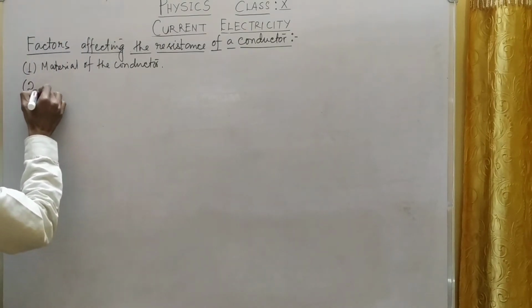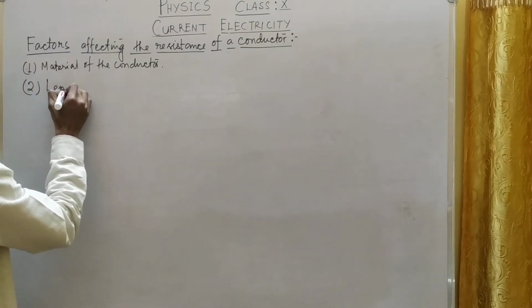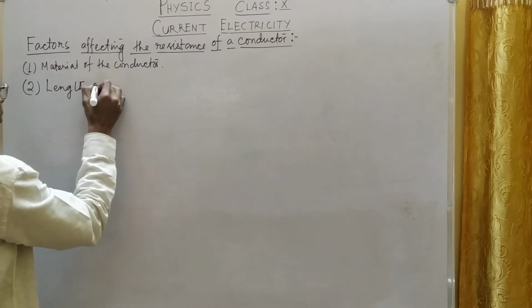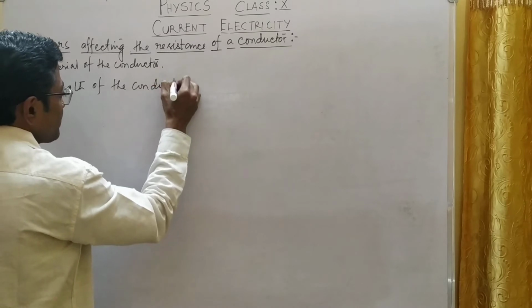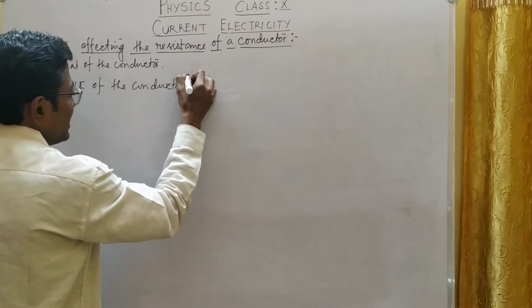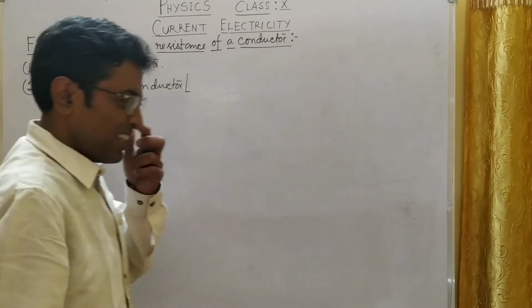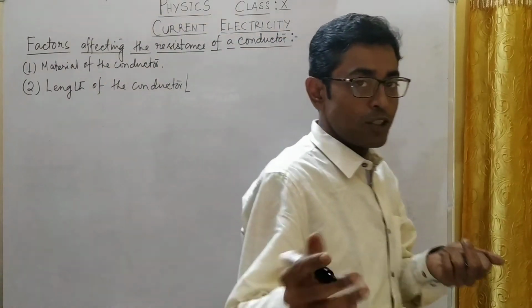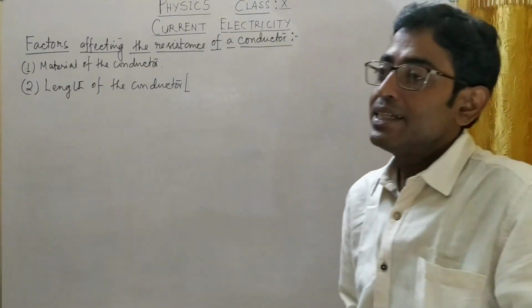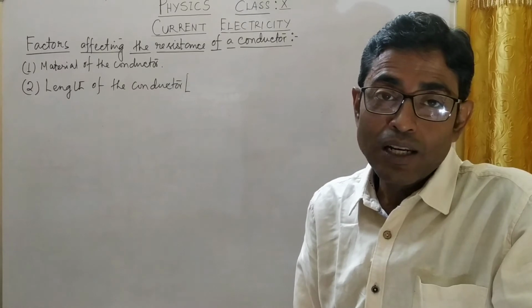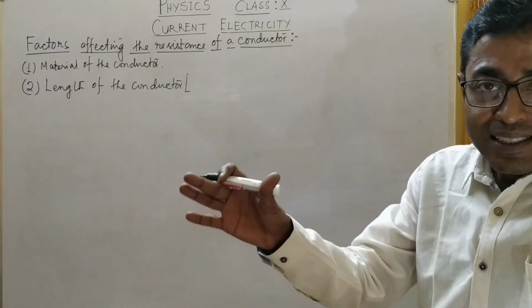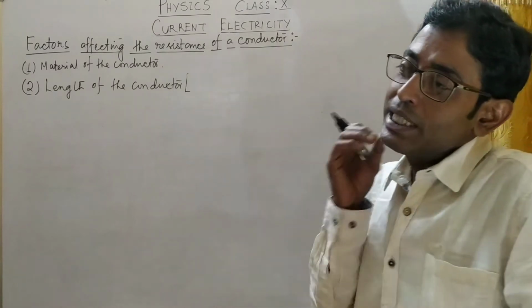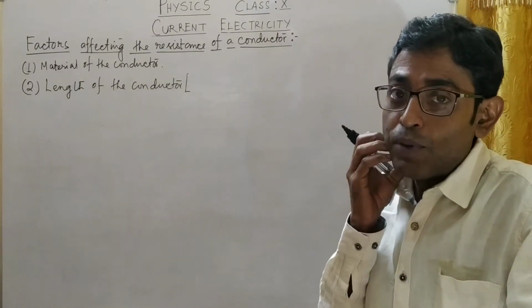Number 2 is length of the conductor. When you are learning physics, it depends on this. Don't write it like that. You should write it like this, either directly proportional or inversely proportional. Okay. So the more the length, the more the resistance, because electrons have to cover more path.